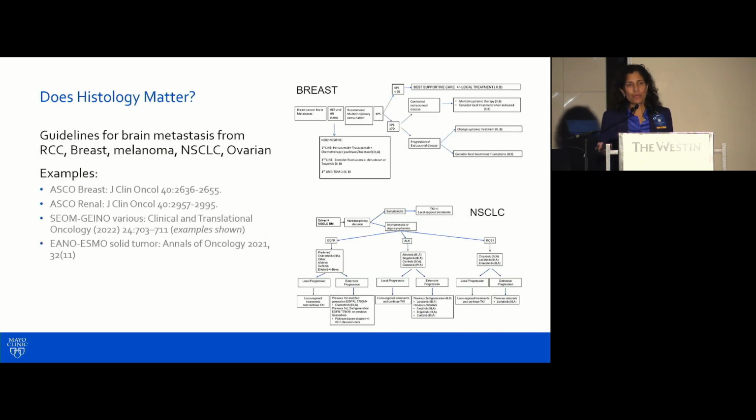So now, does histology matter? If you look into the literature, there's different guidelines for brain metastases, for renal cancer, breast cancer, melanoma, non-small cell lung cancer, even ovarian cancer. So here's some examples of the different algorithms that are out there for management of breast cancer patients with brain metastases versus lung cancer. I think a lot of them are very pragmatic, and it makes sense with the systemic therapies, the burden of disease, the radiosensitivity. But again, if you really want to drill down, these guidelines are out there and available for management of specific cases.